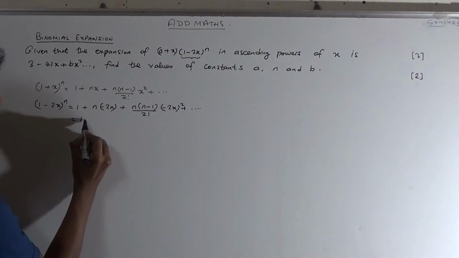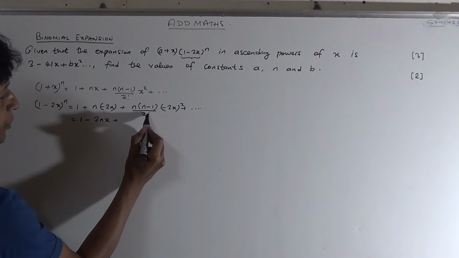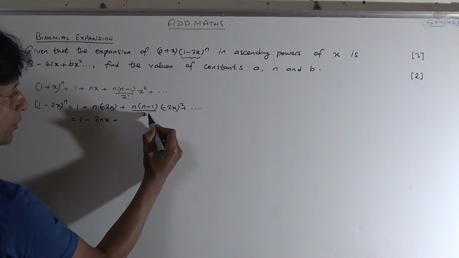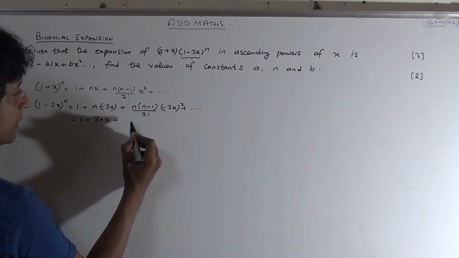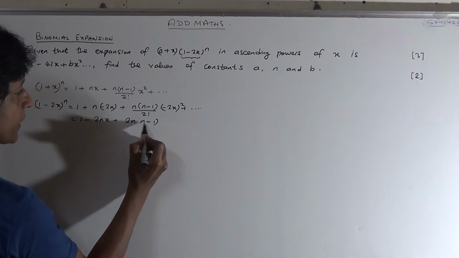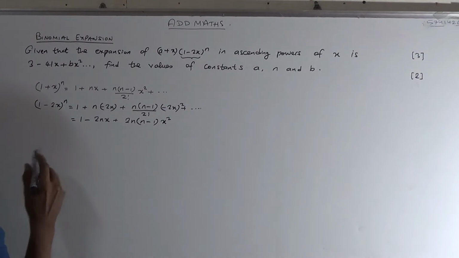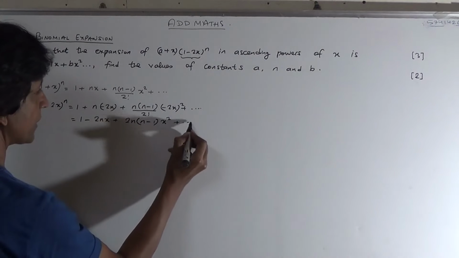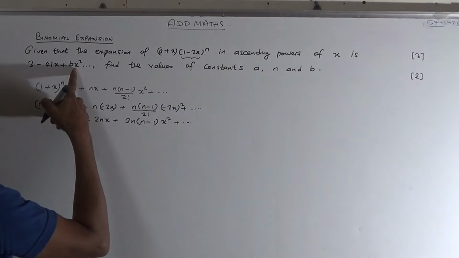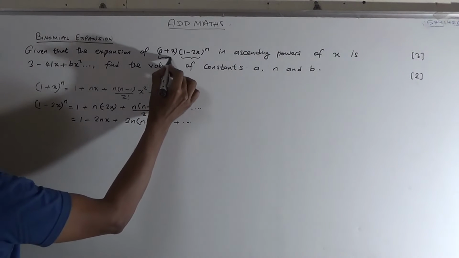So we've got then 1 - 2nx + ... the factorial of 2 is 2, (-2)^2 is 4, 4 divided by 2 is 2. And you get then 2n(n - 1) times x^2. Now, this is our expansion. I can go on further up to x^3, but we've got up to x^2 here, so I'm going to stop there.